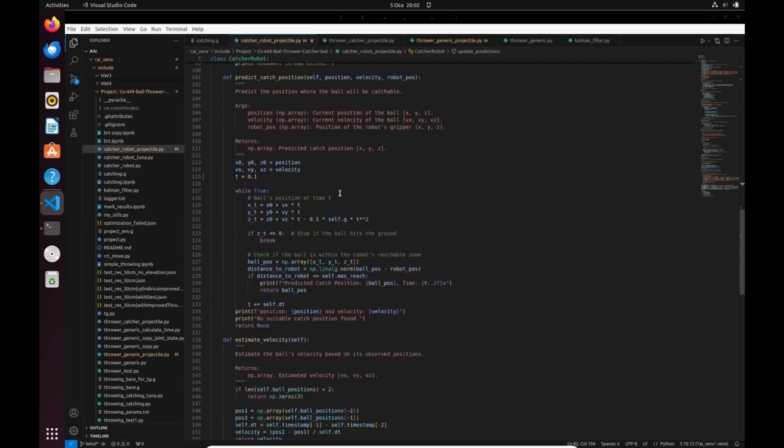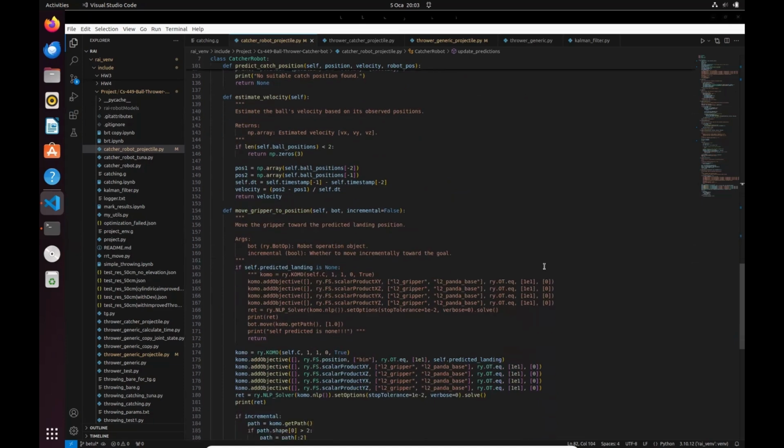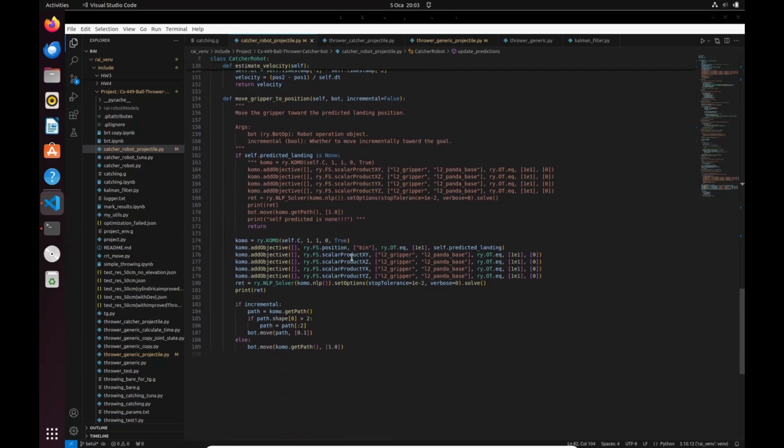The predicted catch position is calculated by projectile motion. We only calculated the X, Y, and Z positions of the ball according to time. And how we estimated velocity is by taking samples, as I said before. We always compare the most recent two samples to get the velocity because it's always changing. And then we moved the gripper to the position, of course, the bin position with comma.